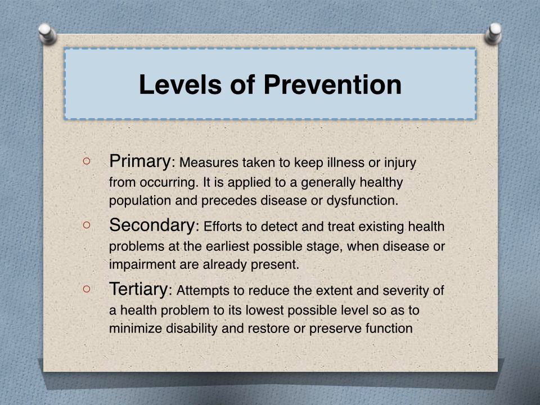You've got people who have some existing disease and don't know about it yet. So we do a lot of screening to help find it, but by doing that, we can catch them right before they fall in the river. Tertiary prevention attempts to reduce the severity of a health problem to its lowest possible level so as to minimize disability and restore or preserve function. We want to pull them out of the river before they drown, or they have disability that's going to make their life quality much worse.